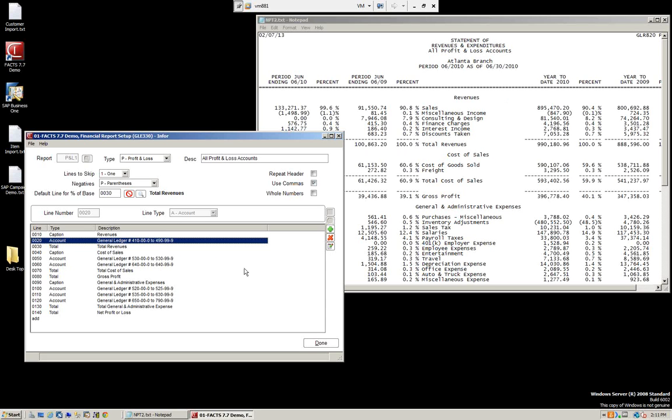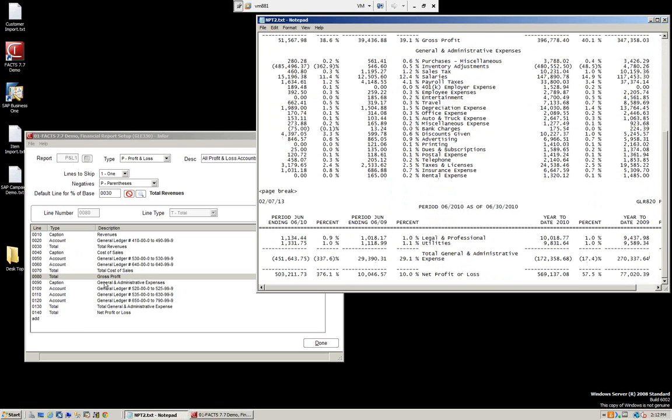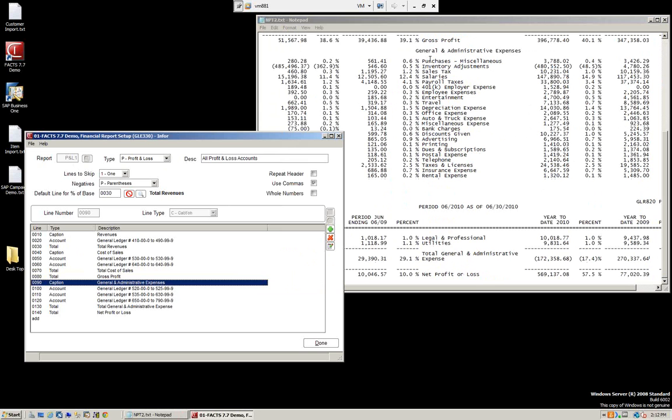So we have that here, and then we have a total revenue. So we can see here total revenues. And then we have another caption, which is the cost of sales, which we have here. And then we have the accounts for that. We have two sets of accounts to get this information here. Then we have another total, cost of sales, gross profit, and so on. And if we look down the report, you can see we have the general admin expense caption, and then here's how we're picking this, and so on.